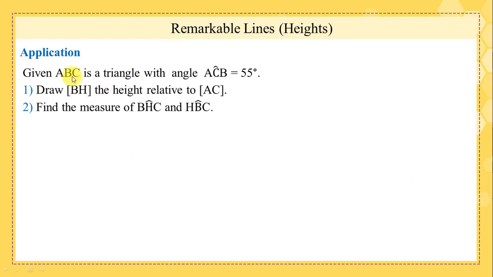Application. Given ABC is a triangle with angle ACB equal to 55 degrees. 1. Draw BH, the height relative to AC. 2. Find the measure of angles BHC and HBC. Please pause the video and try to solve this application.